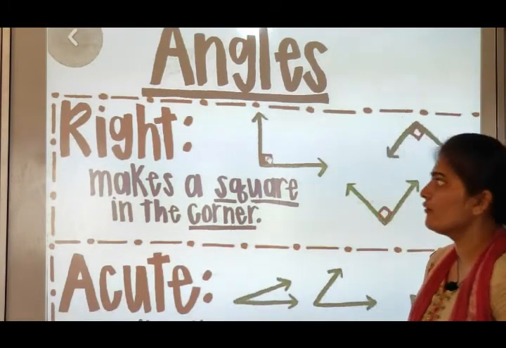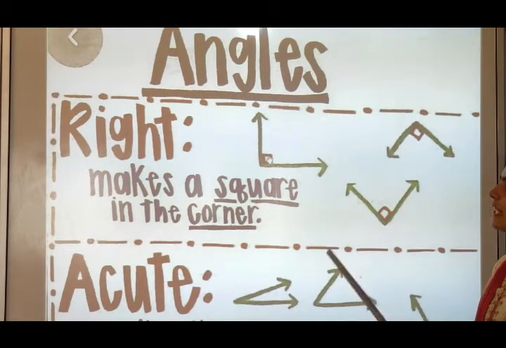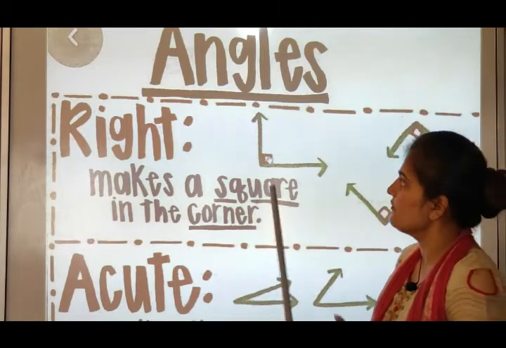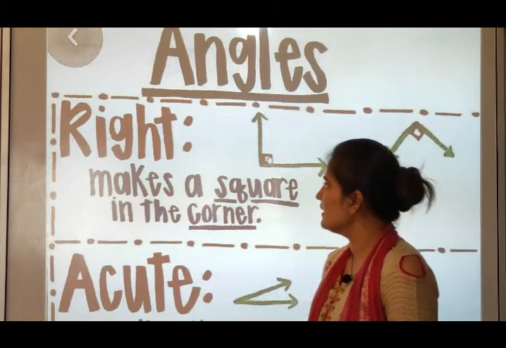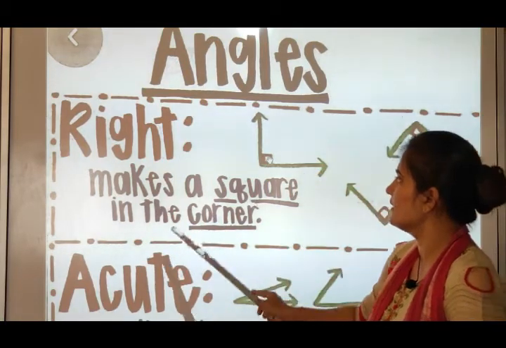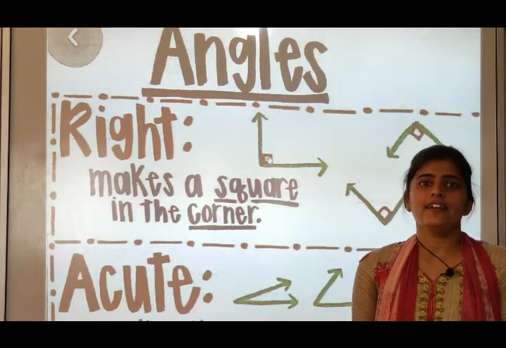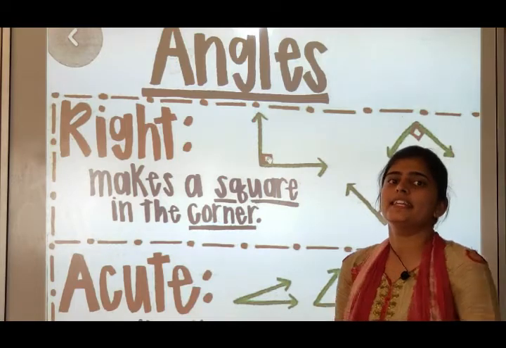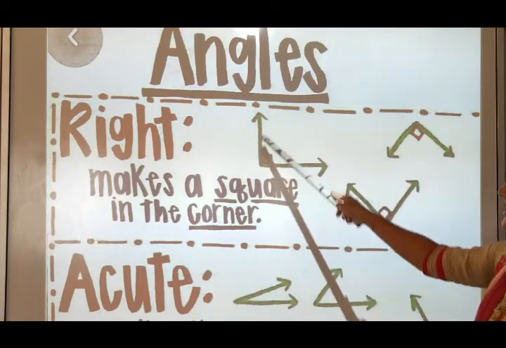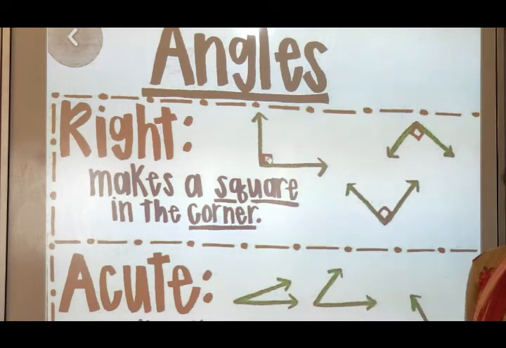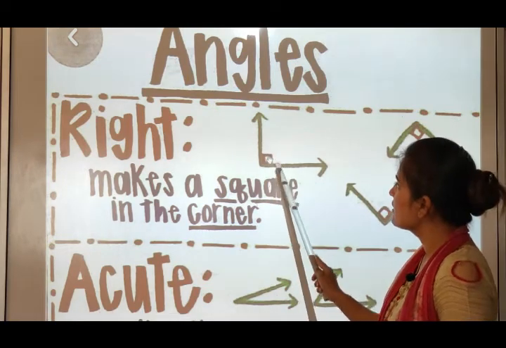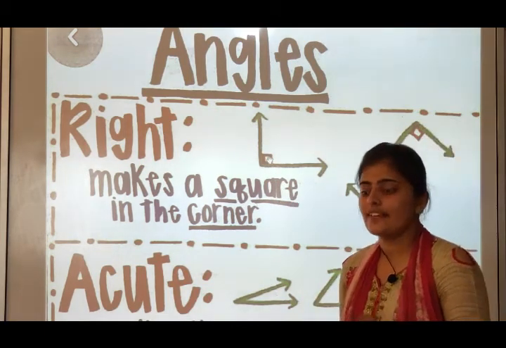Now here are the types of angles. There are some types of angles. We will see the first one, the right angle, which makes a square in the corner. In short, how to remember that it is a right angle? Whenever it is making an L, then it is a right angle. Here you can see it is making an L, so it is a right angle, and it is making a square over here, so that is a right angle.